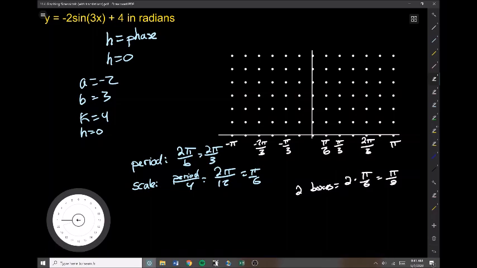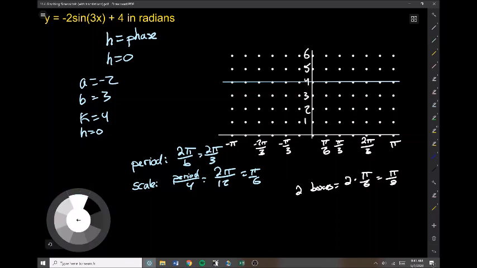Now this hasn't been moved left or right at all, but it has been moved up 4. So this is going to be the new center of this graph, the midline of this graph. Now I've done the hard work of setting up a scale and finding the center point of this graph. With the center point found, everything else is simple.